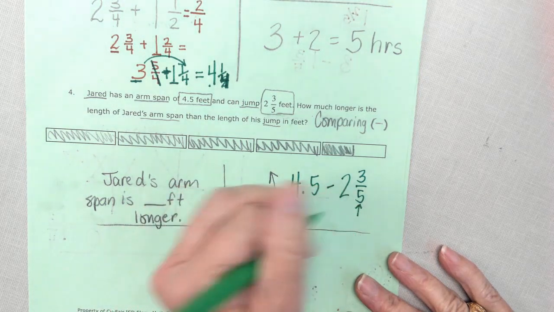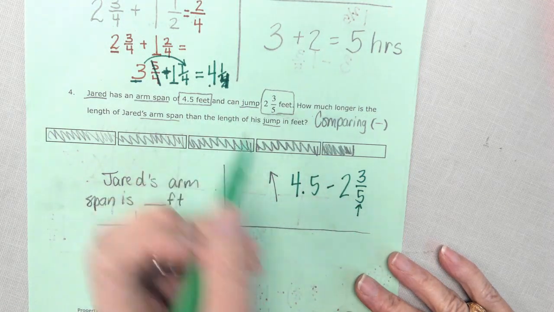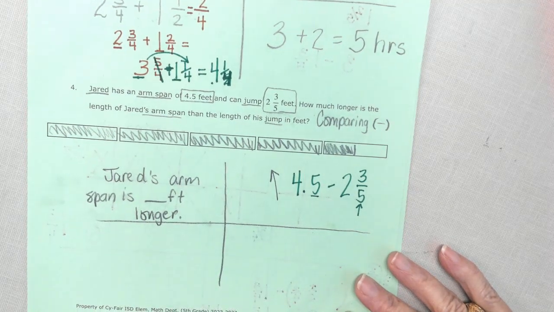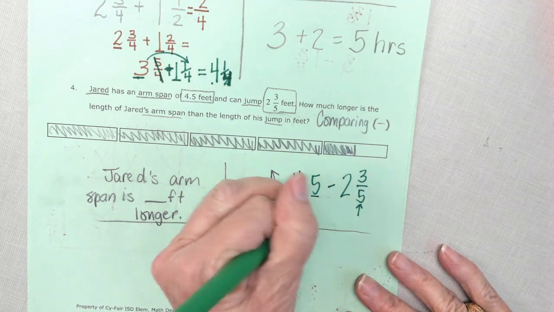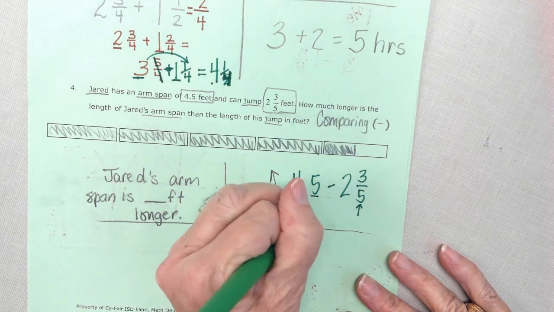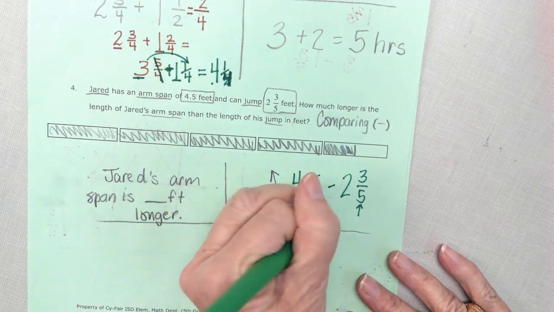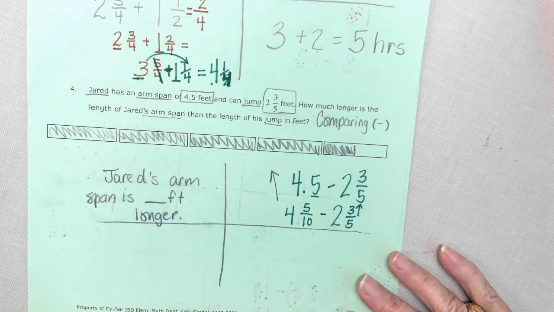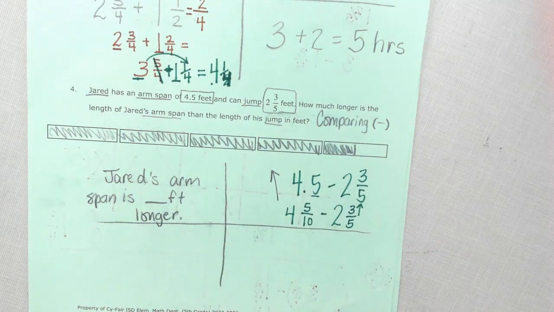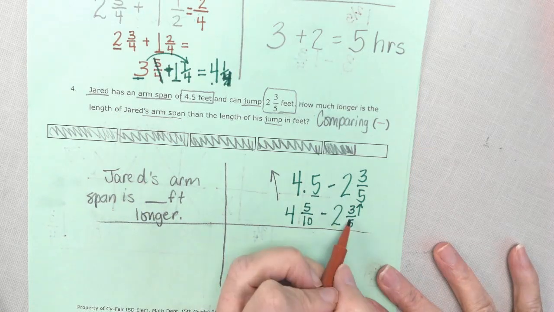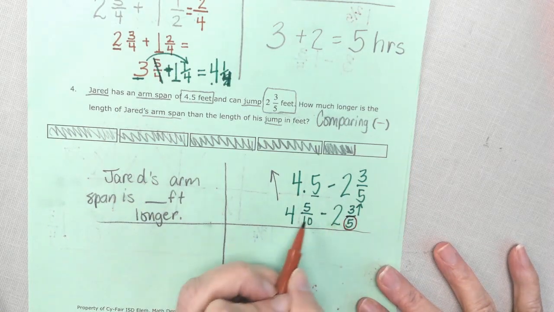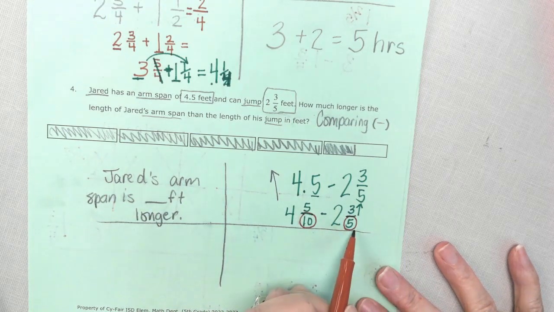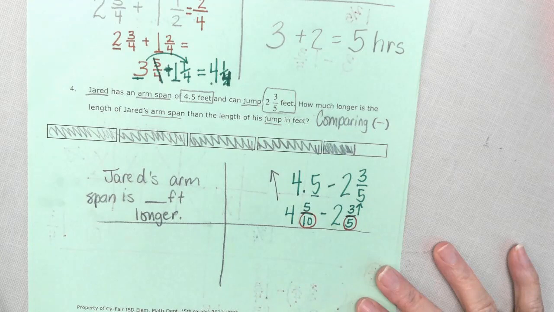So first thing I probably want to do is think about turning this into a fraction. So let's do that first. 4 and 5/10 minus 2 3/5. Now the reason why I did that is because I now have a denominator of 5 and I have a denominator of 10. So can I get these fifths to turn into tenths?